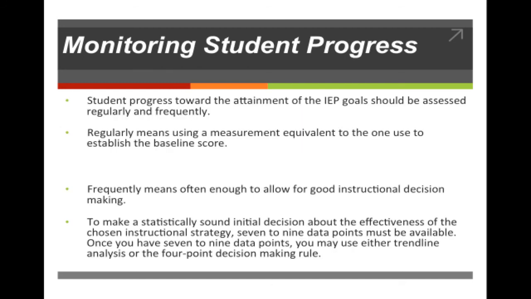Student progress towards the attainment of the IEP goals should be assessed regularly and frequently. Regularly means using a measurement equivalent to the one used to establish the baseline score. Frequently means often enough to allow for good instructional decision-making. To make a statistically sound initial decision about the effectiveness of the chosen instructional strategy, 7 to 9 data points must be available. Once you have 7 to 9 data points, you may use either trendline analysis or the 4-point decision-making rule.